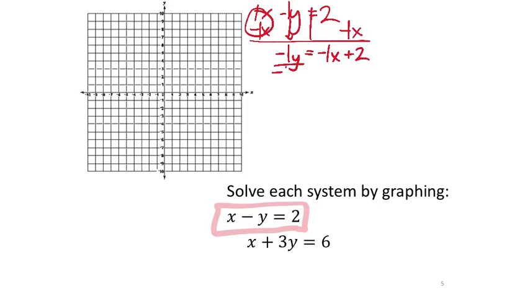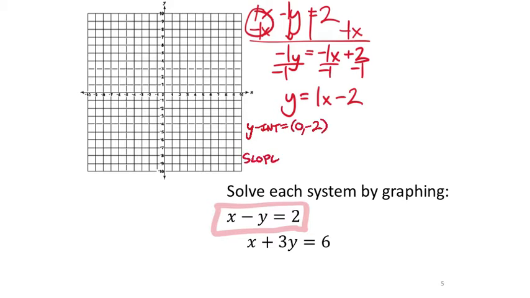Finally, just divide all the terms by the coefficient of y to make that coefficient of y a phantom 1. y equals -1 divided by -1 is 1x, and then 2 divided by -1 is -2. From this information, we now have the y-intercept, which is what we need. And again, it's not just -2, it's (0, -2), the ordered pair. But we also have the slope.